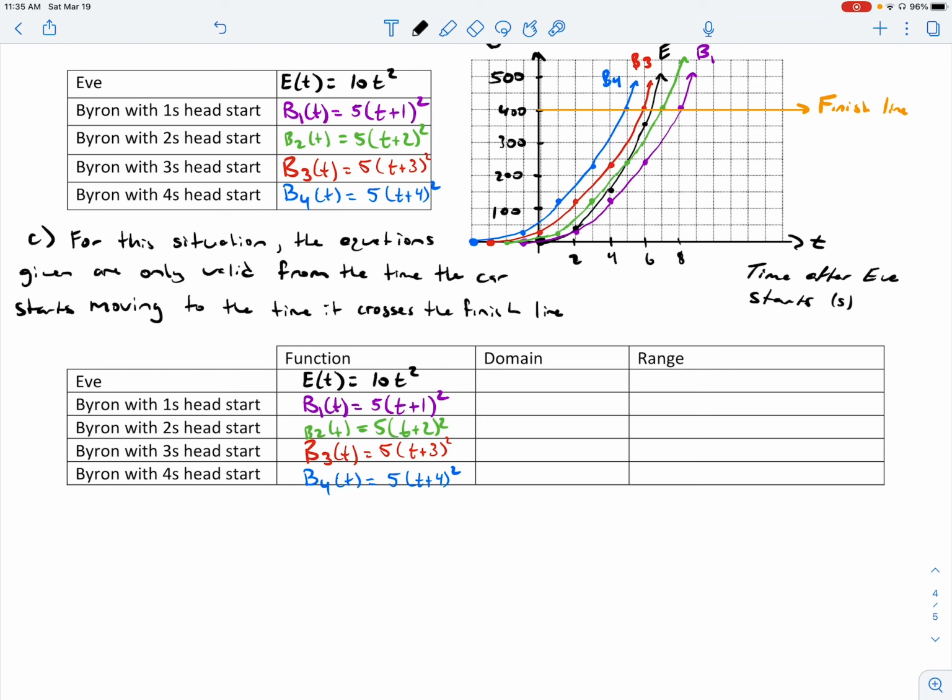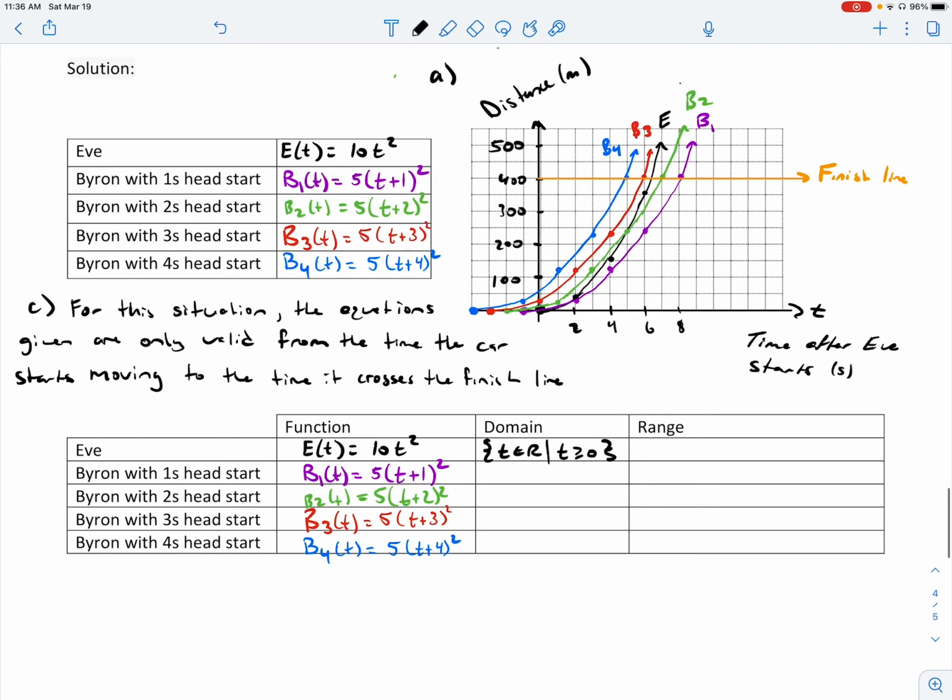If we don't know where the finish line is, then coming up with the domain, or at least the time, can be a little bit tricky. But for Eve, let's start with the domain. We'll say T is the domain, T is an element of R, and T is greater than or equal to 0.